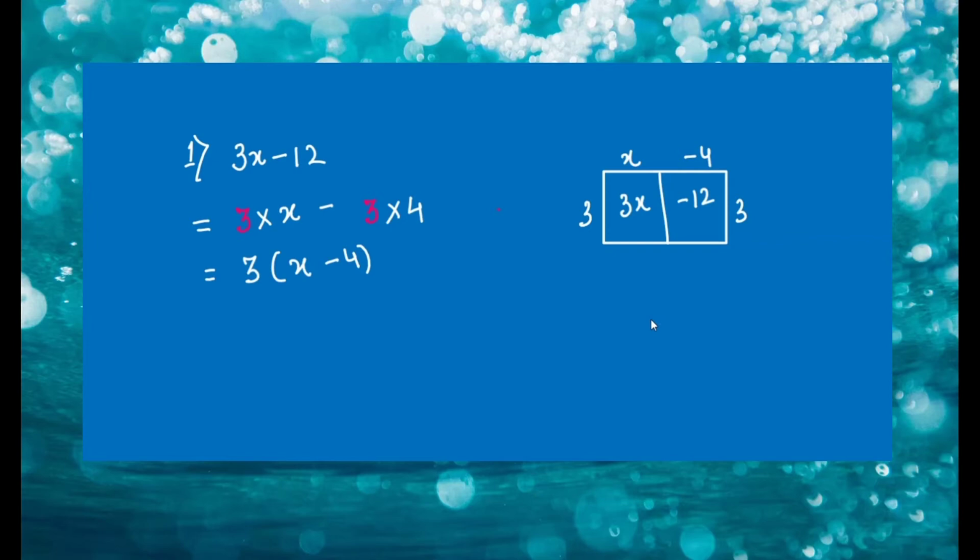Clearly see that 3 is the common side. So it is the common factor. Just have a look at the whole rectangle. The dimensions are 3 and x minus 4. So which are the factors of the expression?